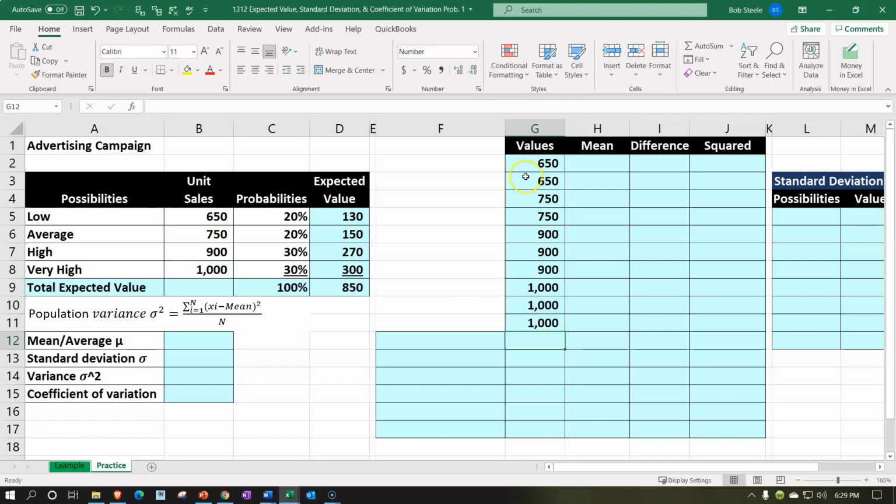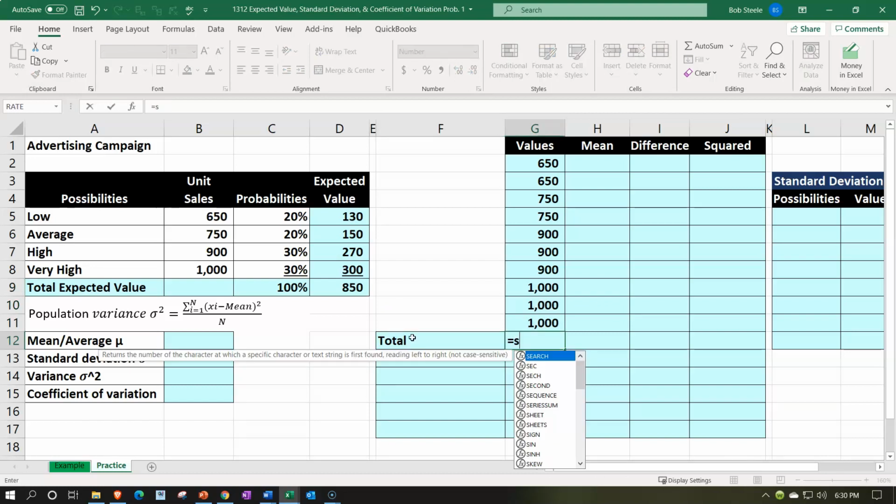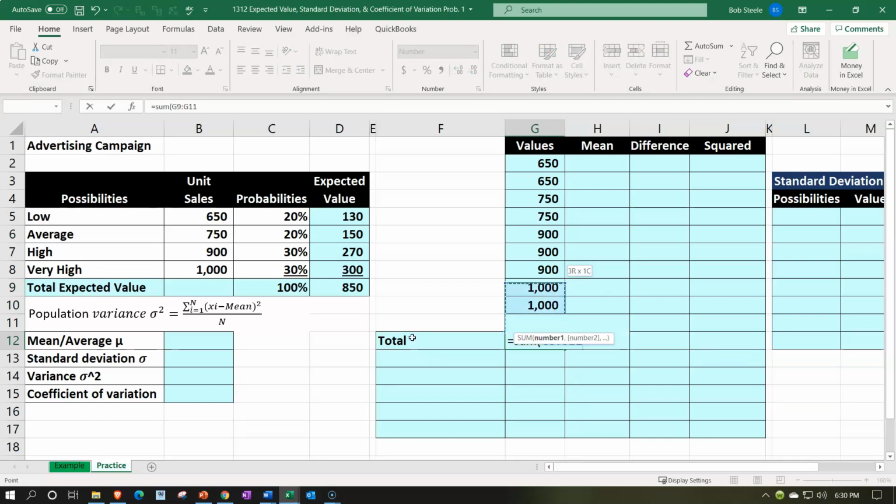So this set of 10 numbers is reflecting our probabilities here, right? We got the 20%, 2 out of 10, 20%, 2 out of 10, 3 out of 10, 30%, and 3 out of 10, the 30% for the very high. So if we take a look at that normal data set of numbers, the natural thing to do would be to total this up, equals the sum of this data set. That would give us, if we underline that font, the sum of 8,500.